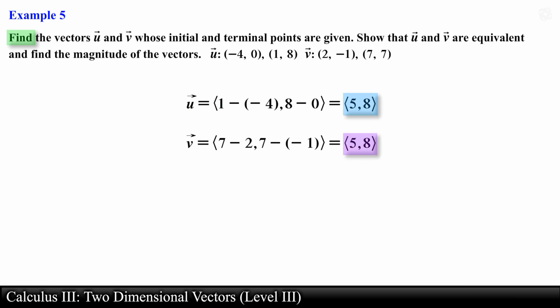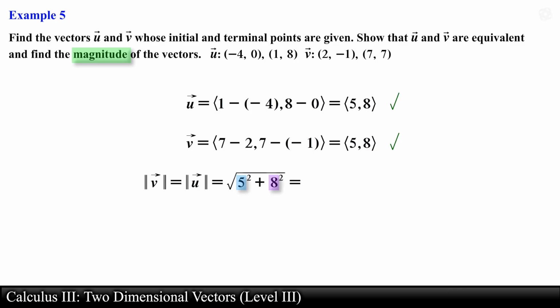Now that we have both vectors u and v in component form, we go ahead and compare their components to see if they are equivalent. Since the components of both vectors are identical, we conclude that they are indeed equivalent. Lastly, we go ahead and calculate the magnitude of the vectors by taking the square of each component and adding them together, making sure we take the square root of the result. Doing that, we obtain the square root of 89 as the magnitude of vectors u and v.